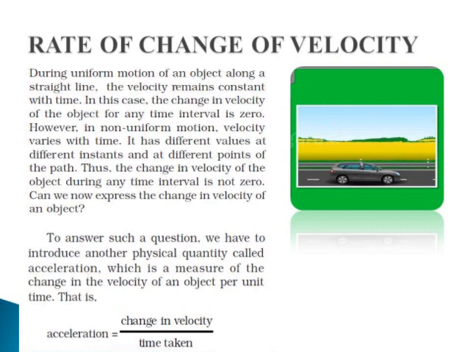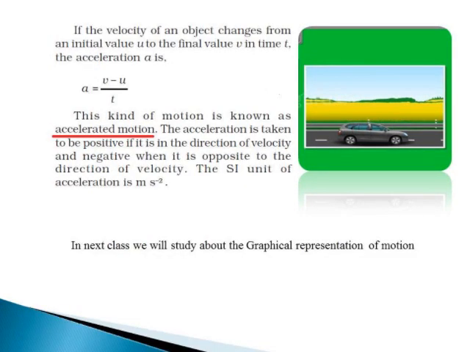To answer such a question, we have to introduce another physical quantity called acceleration, which is a measure of the change in the velocity of an object per unit time. That is, acceleration is equal to change in velocity upon time taken. If the velocity of an object changes from an initial value u to the final value v in time t, the acceleration a is equal to (v minus u) upon t. This kind of motion is known as accelerated motion. The acceleration is taken to be positive if it is in the direction of velocity and negative when it is opposite to the direction of velocity. The SI unit of the acceleration is m s^-2.